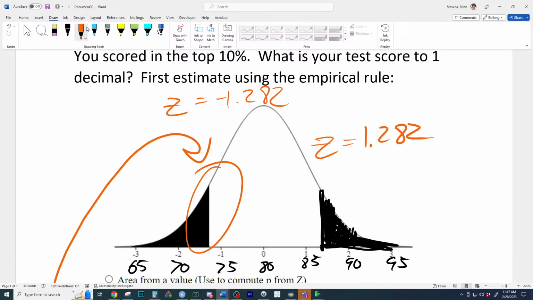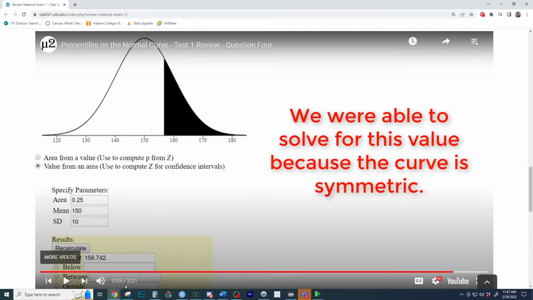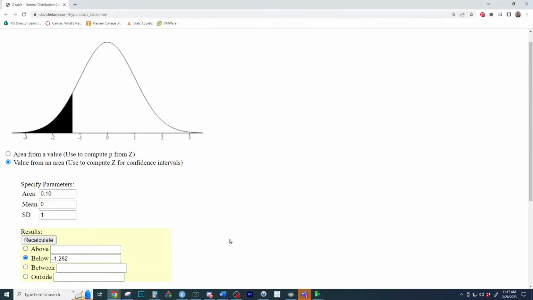And we can confirm this. We don't get to use the applet on the test, but we can confirm this if we go over here, not to that one. I keep slowing down my mouse. I gotta stop doing that. And we go over here and we go to above, and we can see it is the z-score for the top 10%. So that is the z-score, and great job, Hannah, right there. That is the z-score for the top 10%.